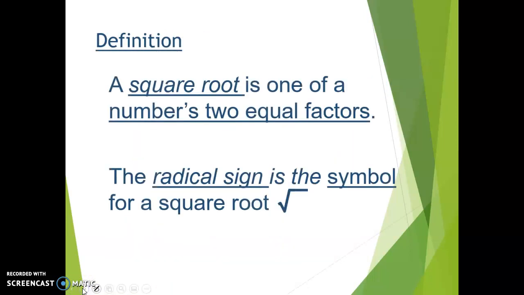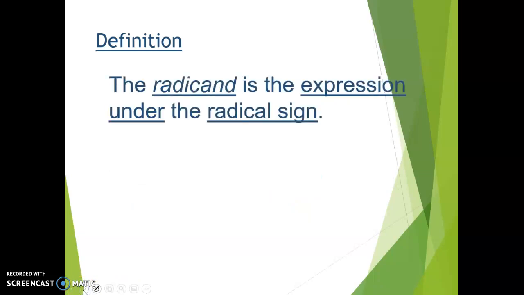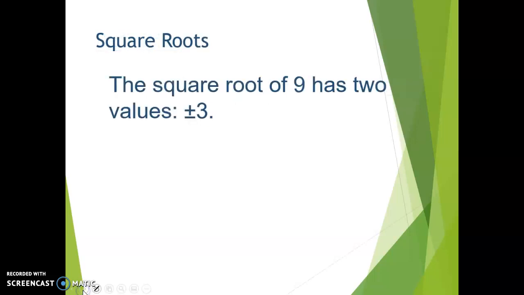A square root is one of a number's 2 equal factors. The radical sign is the symbol for the square root. This is the radical symbol, and that is the symbol that we need to find the square root. The radicand is the expression under the radical sign.